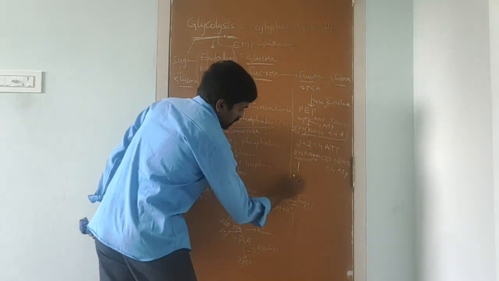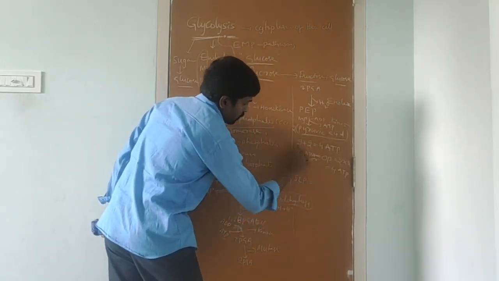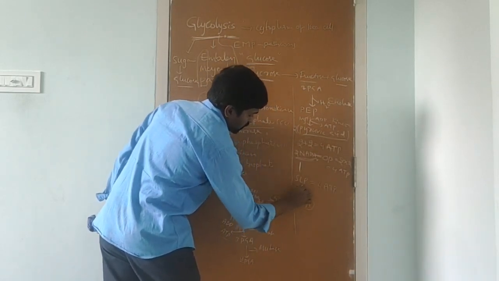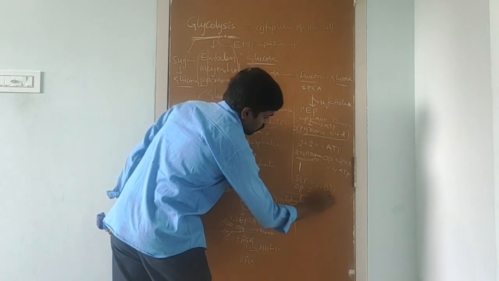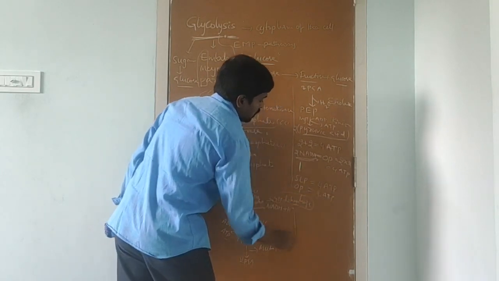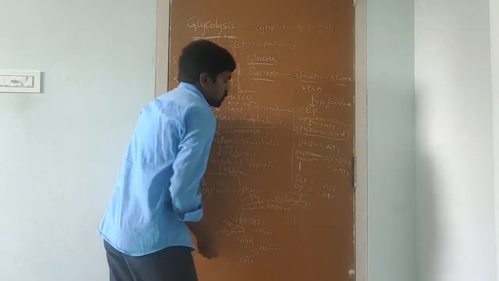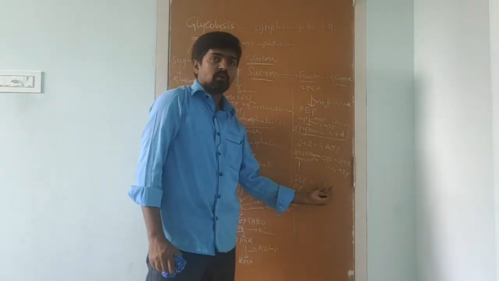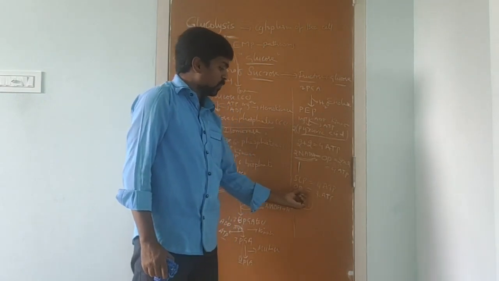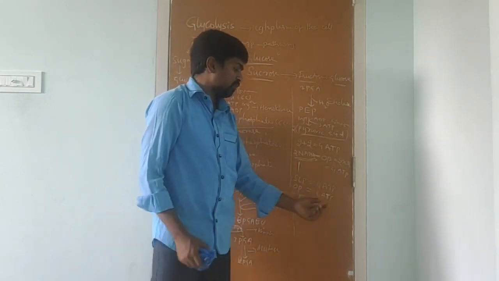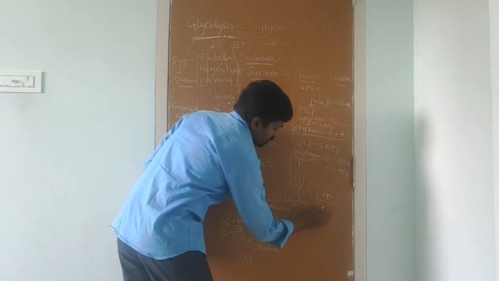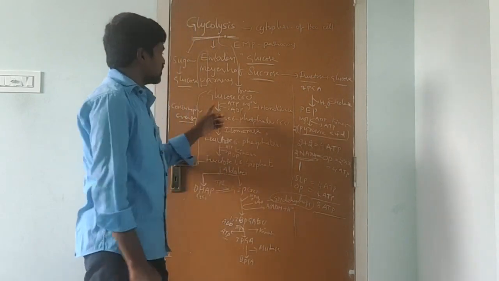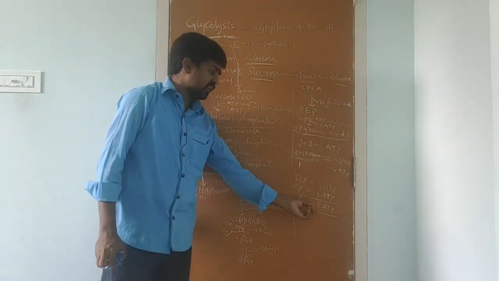Substrate level phosphorylation can produce how many ATPs? 4 ATPs. And oxidative phosphorylation produces how many ATPs? 4 ATPs. So by oxidation of a single glucose molecule, we get 4 ATP molecules at substrate level phosphorylation and 4 ATP molecules by oxidative phosphorylation. Total, how many ATP molecules do we get from oxidation of a single glucose molecule? Totally, we will get 8 ATP molecules.